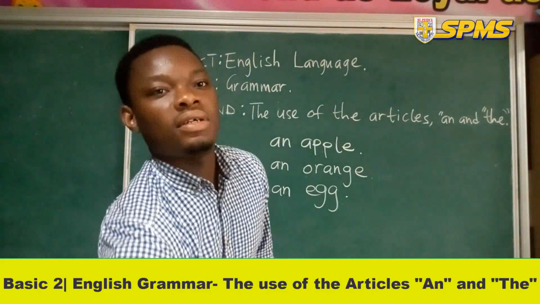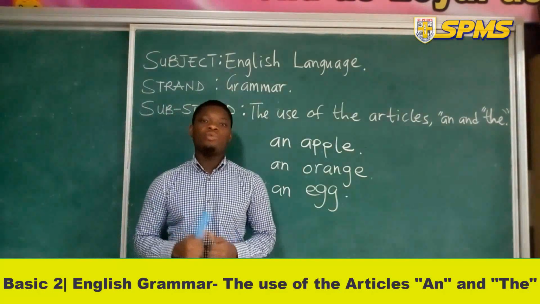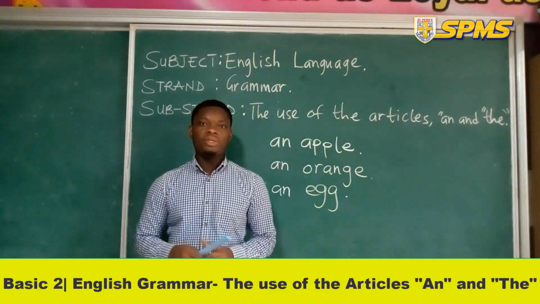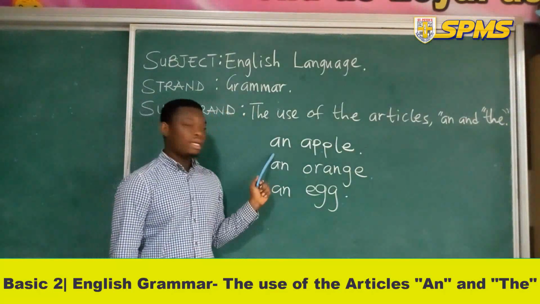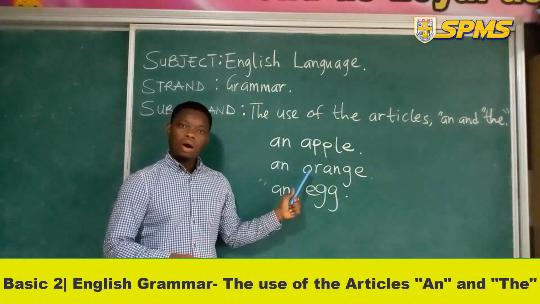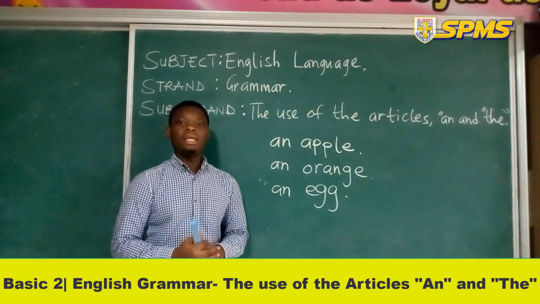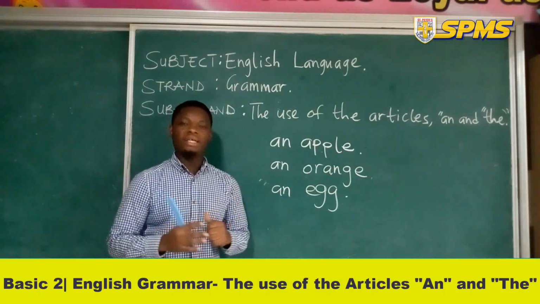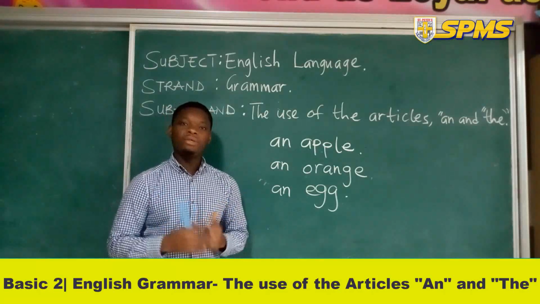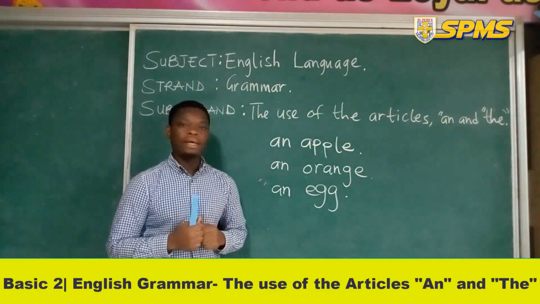Alright, we have some words on the board here that I would like us to read together. Let's read them. An apple, an orange, an egg. Let's look at these 3 words critically. What similarities can we draw from them? Just look at the letters that begin them.